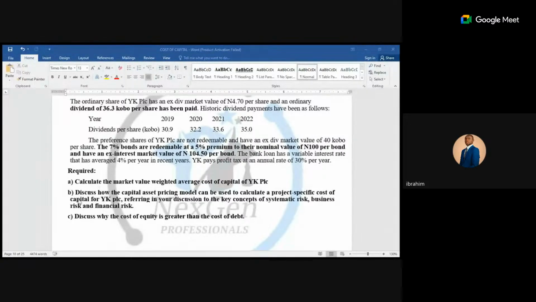So the next concept here is to determine using the project specific cost of capital. That one is another part of cost of capital. Then we have systematic risk.